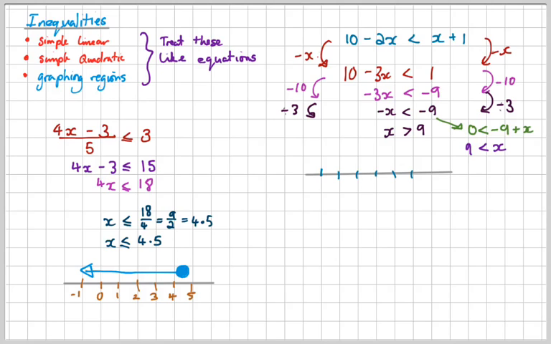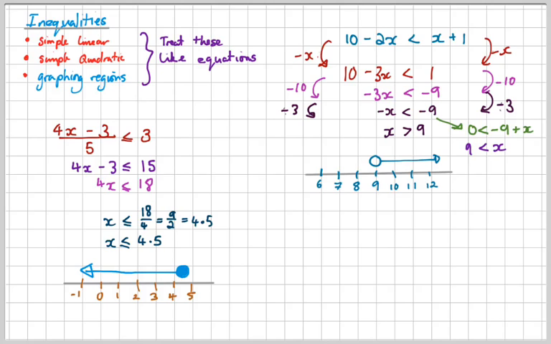Now I want you to represent this on a number line. Pause the video and see if you remember how to do it. Okay, so since x is bigger than 9, we will draw an open circle, because x can't be 9, but it's anything bigger than. So open circles for bigger than but not equal to. And since it's bigger than, we draw the arrow going to the right.